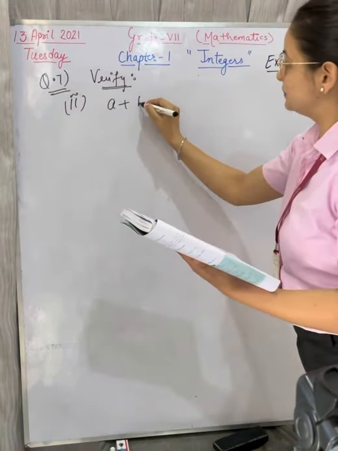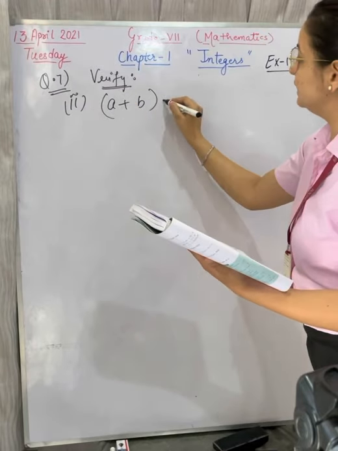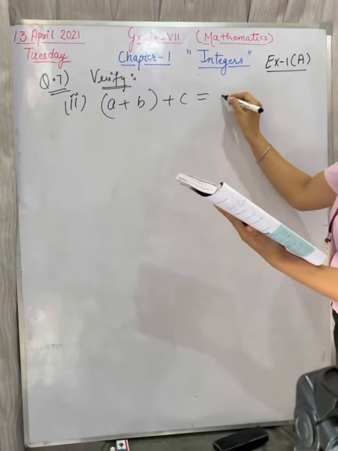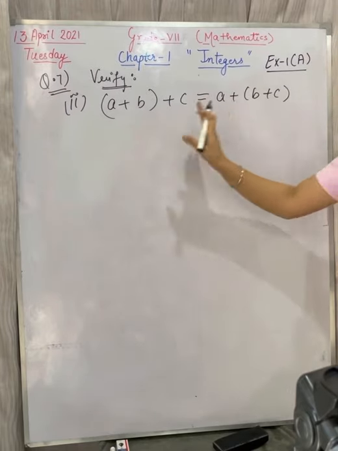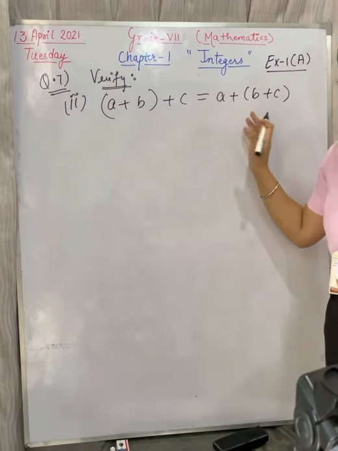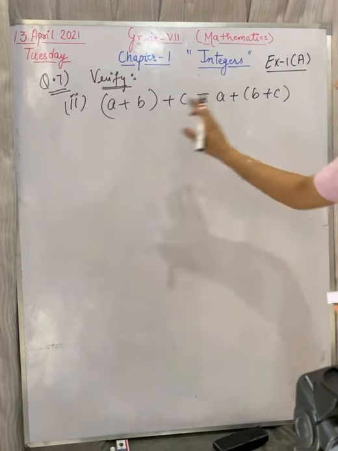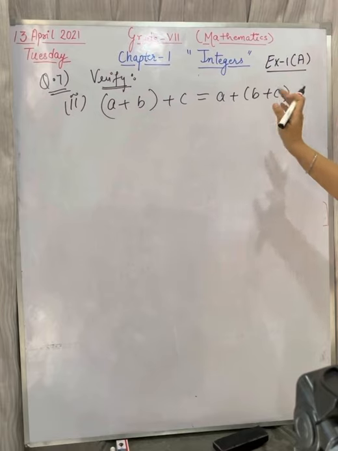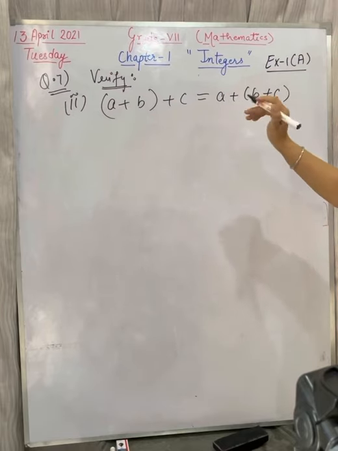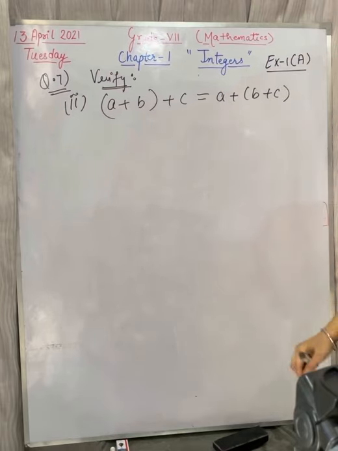They are saying that a plus b plus c is equal to a plus b plus c. Yes, it is equal. We have done this in the properties. Can you tell me which property this is? a plus b plus c is equal to a plus b plus c. Which property is it? Very good.